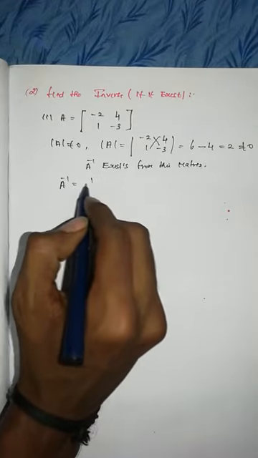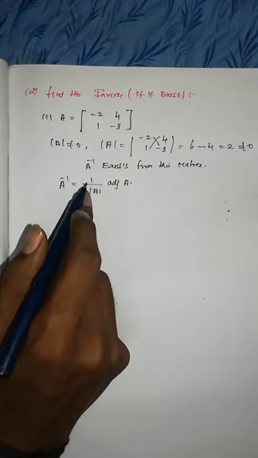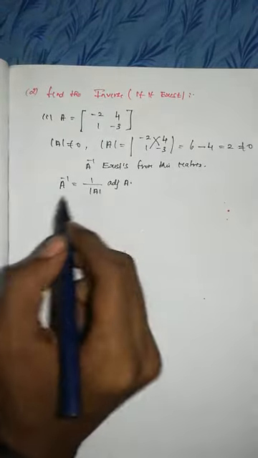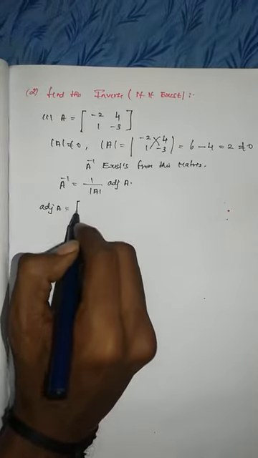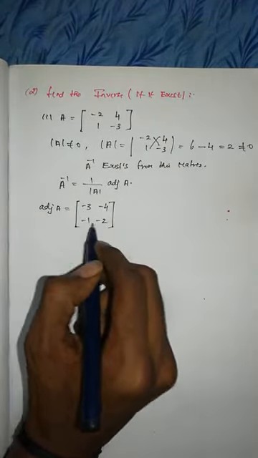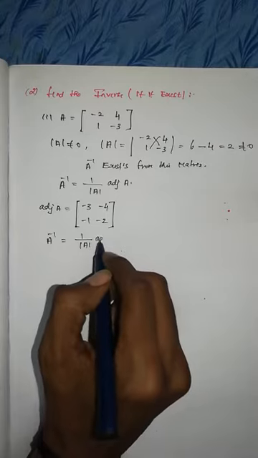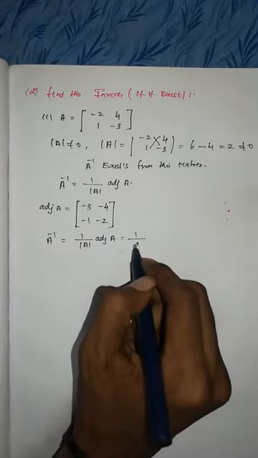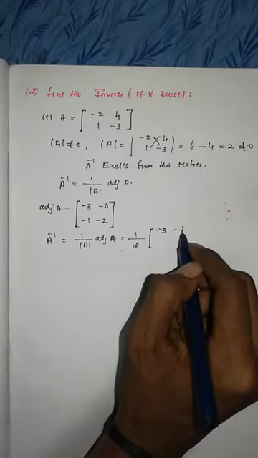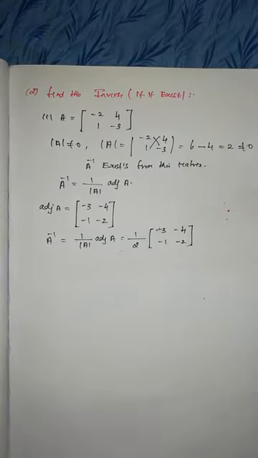We know A inverse is 1 by determinant of A into adjoint of A. We already found the determinant of A, which is 2. Now I need to find the adjoint of A. Again, you have to interchange these two, which is minus 3 and minus 2, and then multiply the other two with a minus sign, minus 4, minus 1. So this is the adjoint of A. So A inverse is 1 by 2 into minus 3, minus 4, minus 1, minus 2. So this is the inverse of the matrix.